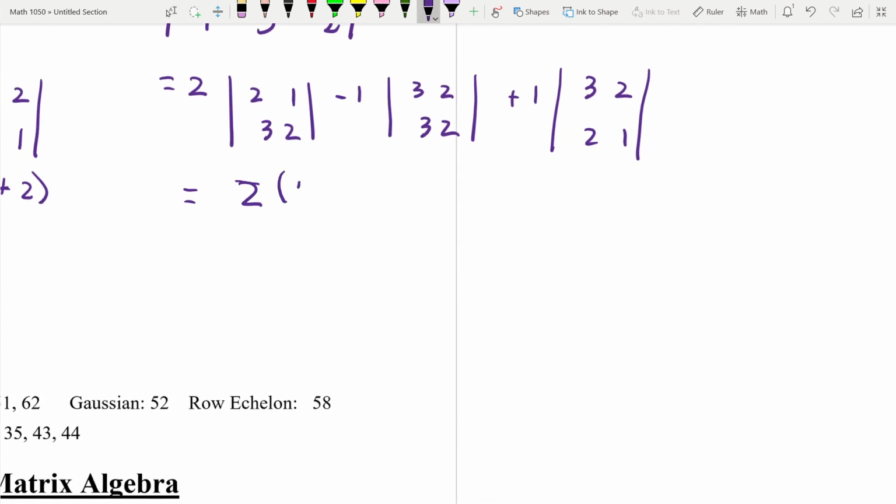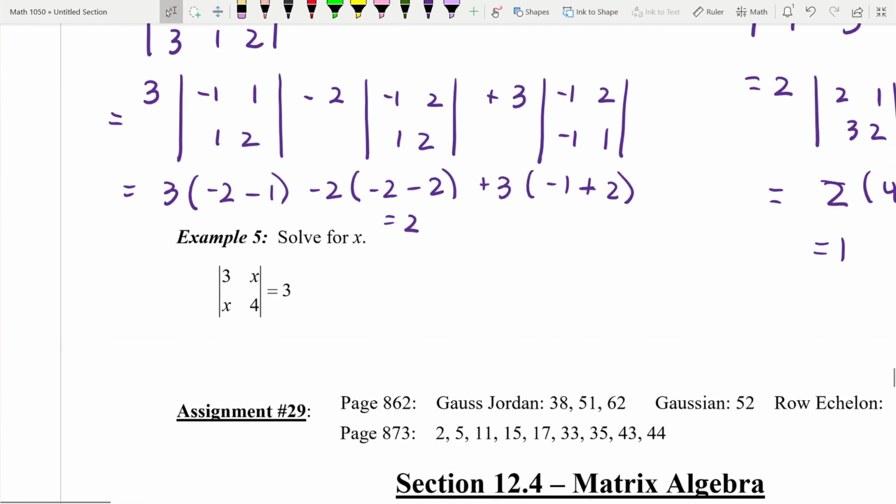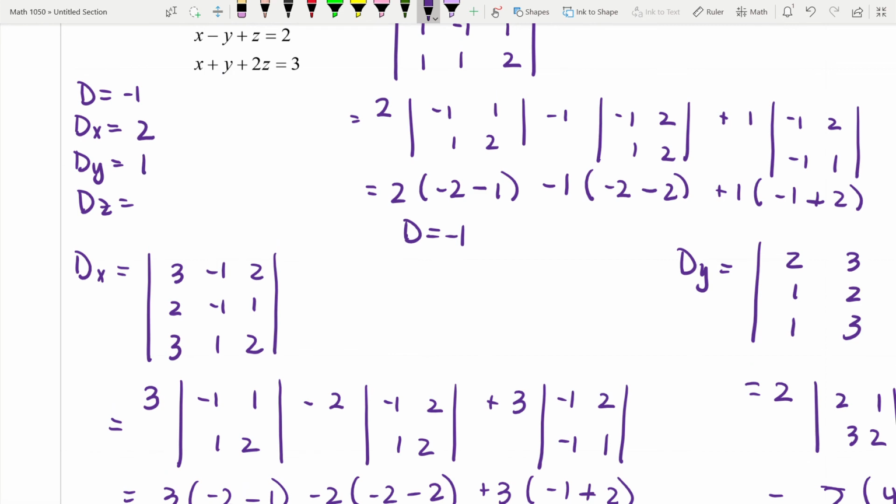So I have 2 times 2 is 4, minus 1 times 3 is 3. Minus 1, 3 times 2 is 6, minus 3 times 2 is 6. Plus 1, 3 times 1 is 3, minus 2 times 2 is 4. Grab your calculator, and I know that's 2 times 1, minus 1 times 0, I'm just doing some of it in my head, plus 1 times negative 1. That's going to give me a 1. So I know d sub y is 1.